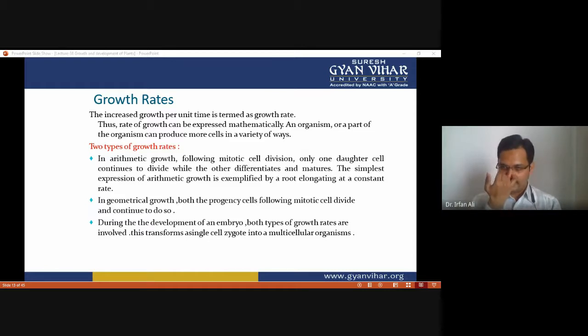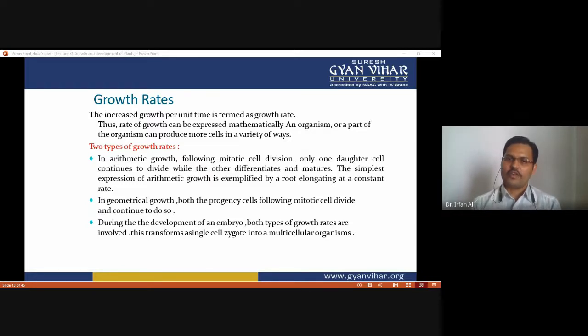Rather, one cell divides into two, and of those two cells only one cell divides again. In that way, only one daughter cell continues to divide while the other cells only differentiate and mature. The simplest expression of arithmetic growth is exemplified by root elongation at a constant rate. So there is no exponential type of growth in arithmetic growth.